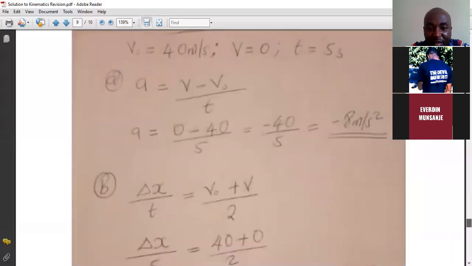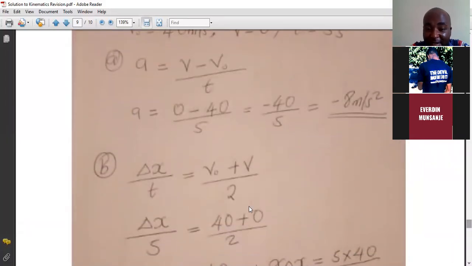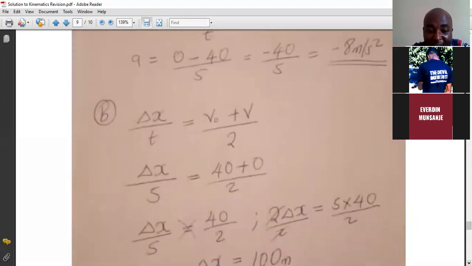So the acceleration should be negative. It makes sense because we're told it's slowing down, it's decelerating. So the acceleration is minus 8 meters per second squared. This equation is very useful if you've seen it.